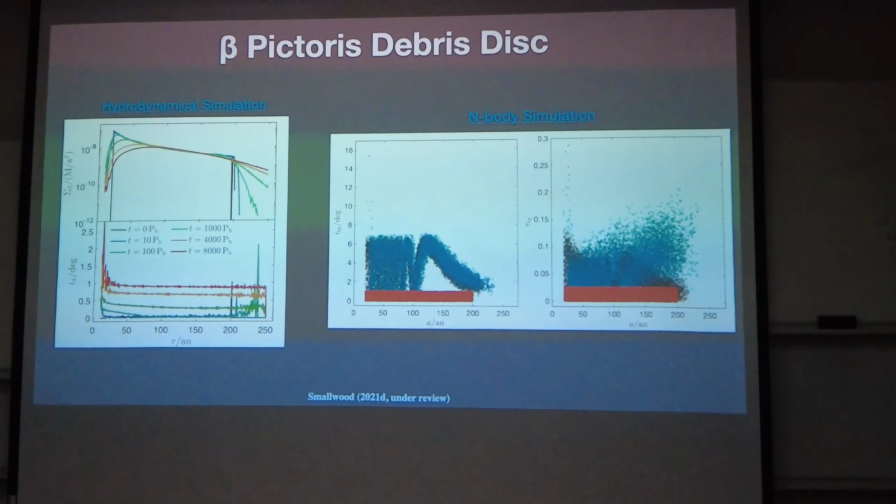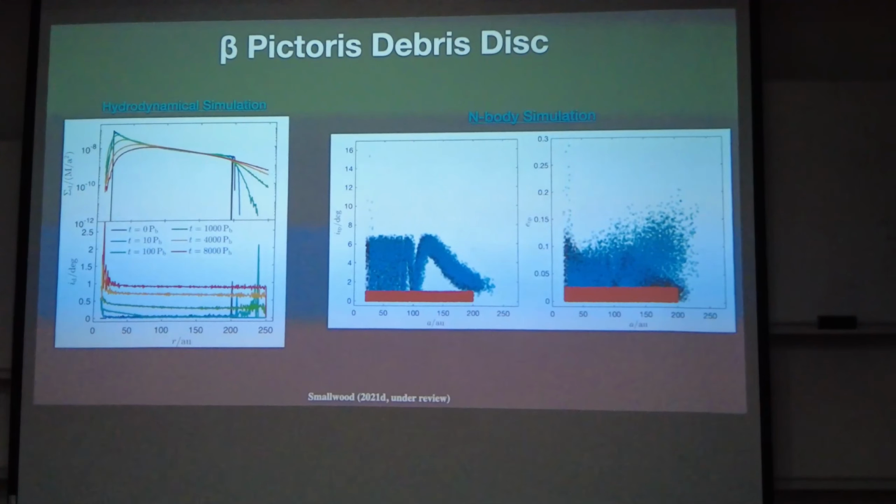So in that case, I then ran N-body simulations. I ran two different models. The red is our initial distribution of particles that I've used. I ran two different simulations, one including just Beta Pic b, one planet, and another including the second planet, Beta Pic c.